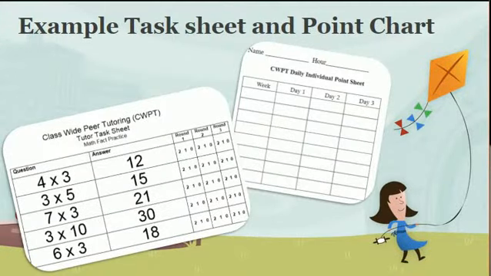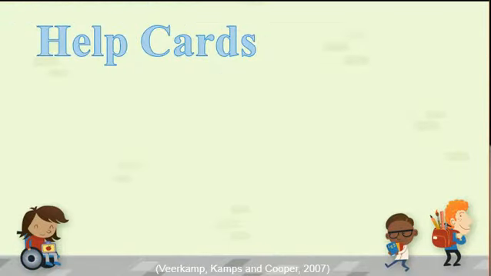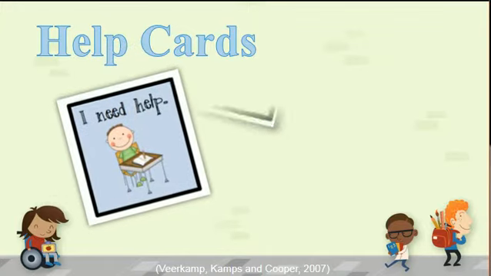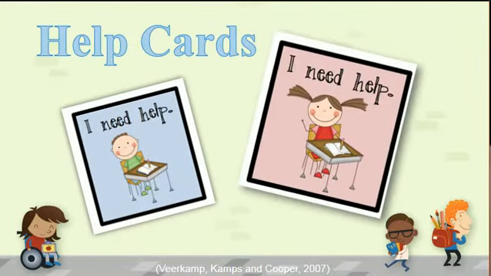Here is an example tasks sheet and student scorecard. If the tutor and the tutee are unable to resolve a problem on their own or do not understand a question on the task sheet, then they may request assistance from the teacher by raising a help card.